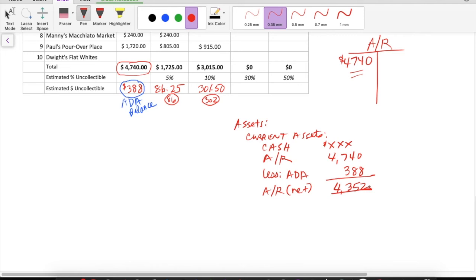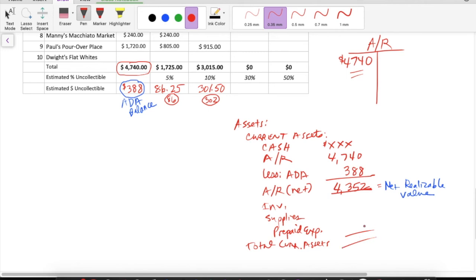That, again, is what we call the net realizable value. After my receivables here, I would have my inventory, my supplies, and my prepaid expenses. Those would give me total current assets.